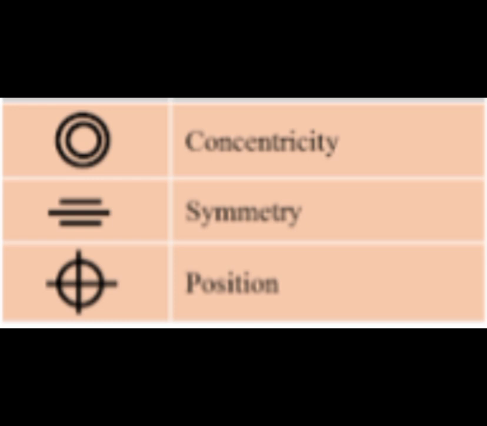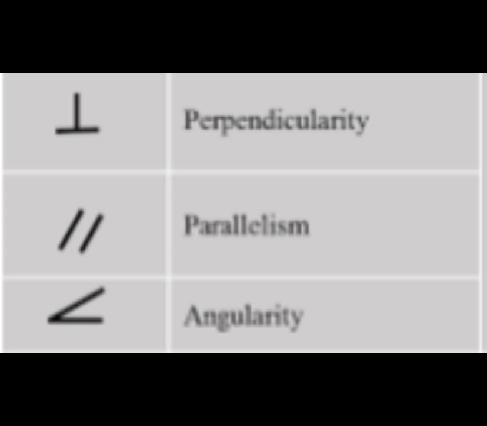7. Symmetry. The symmetry symbol indicates that a feature is symmetrical about a specified axis or plane. 8. Parallelism. The parallelism symbol indicates that two or more features are parallel to each other. 9. Perpendicularity. The perpendicularity symbol indicates that two or more features are perpendicular to each other.